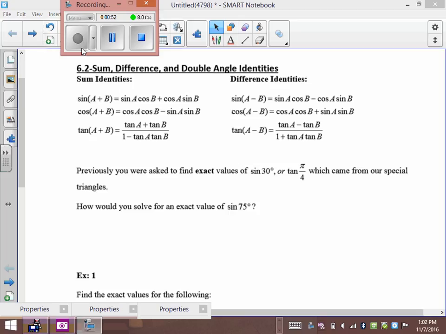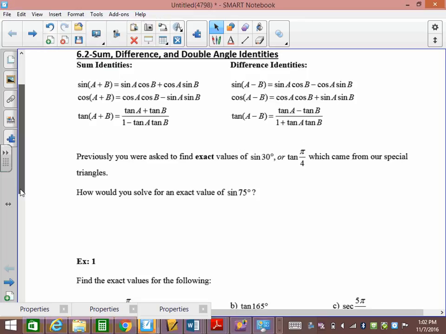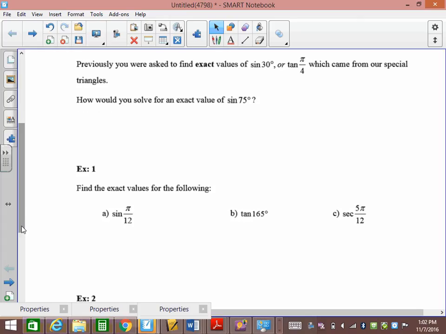Well, with sum, difference, and double angle identities, I can ask you for ones that are not directly off the unit circle, but you can use the angles off the unit circle to get them. So, huge hint here. When it says find the exact value of sine 75, exact value is a huge hint, most of the time, that you're pulling your answer off the unit circle. So that's where we get our exact values from.